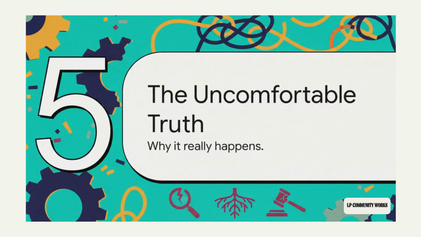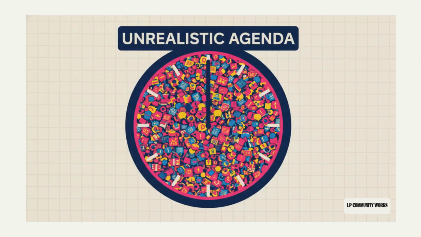And finally, the real problems. Because look, these tools, they're just treating the symptoms. The actual disease is usually one of three things. First, uncomfortable truth. Your agenda was completely unrealistic. You tried to cram 2 hours of discussion into a 60-minute meeting. The chaos wasn't an accident, it was pre-programmed. You have to plan better.